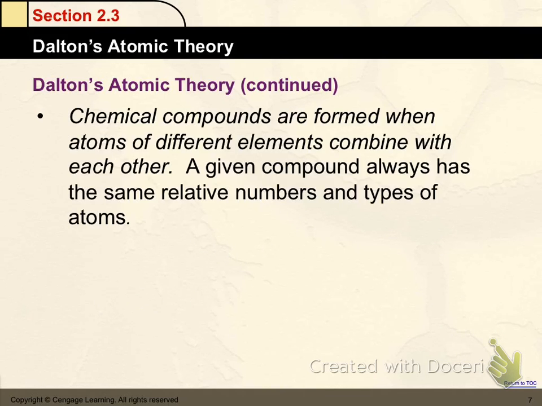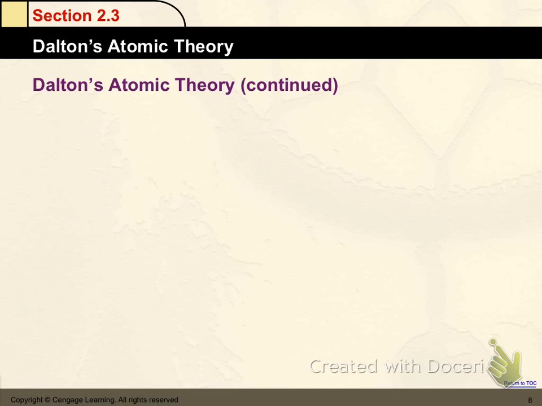To continue with Dalton's atomic theory, it says chemical compounds are formed when atoms of different elements combine with each other, and a given compound always has the same relative numbers and types of atoms. And this still holds true today. So again, when we're thinking about water, we're thinking H2O. Okay? This is an extension of his idea of the law of multiple proportions.